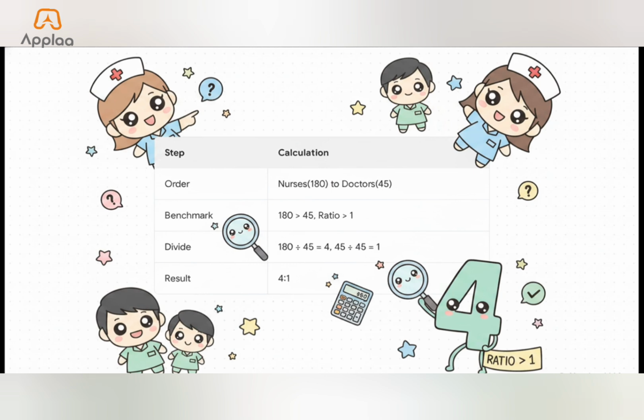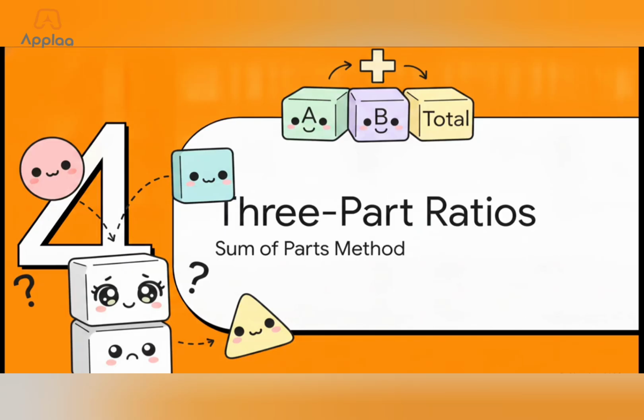Notice step 2 there, the benchmark check. 180 is definitely larger than 45, meaning the left side of our ratio must be greater than 1. This quick eyeball test instantly eliminates trap answers. Then, since both are obviously divisible by 45, we simplify and get 4 to 1. Boom, done.